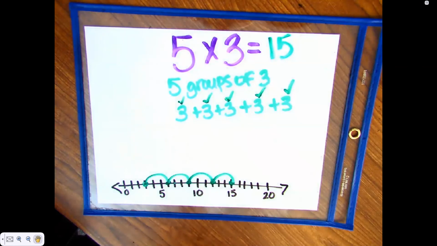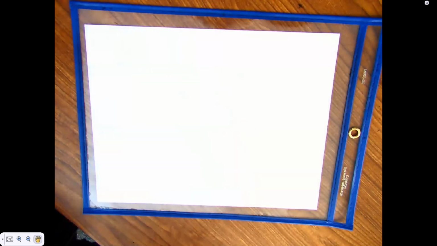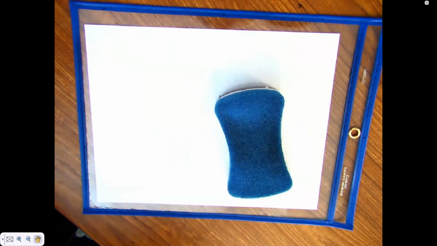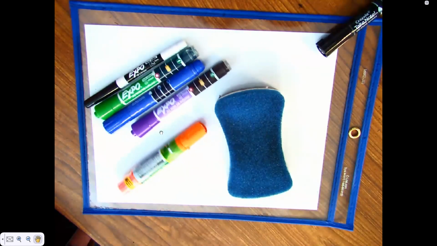All right. So now I'm going to show you your independent activity, which has to do with number lines and skip counting. Let me pull those out.